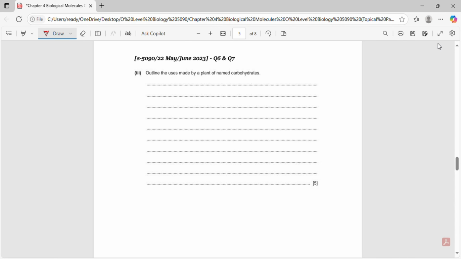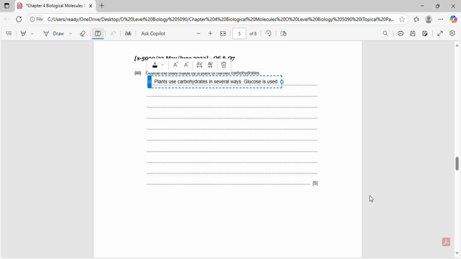This paper 2 question asks us to outline the uses made by a plant of named carbohydrates. So, let's walk through the main roles carbohydrates play in plant life, using specific examples. So, we will write that plants use carbohydrates in several ways. Glucose is used in respiration to release energy, ATP, needed for various cell activities.